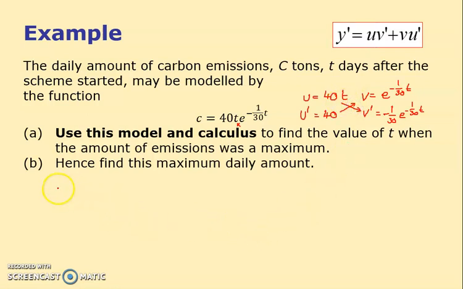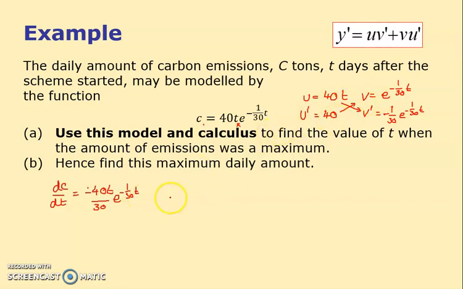So what's it going to give me? It's going to give me dc by dt. Notice the letters, not dy by dx, it's dc by dt. And that equals 40t times that. I'm just trying to do that in one go. It's minus 40t over 30, e to the minus a 30th of t, and although it's not very nice, there you go.